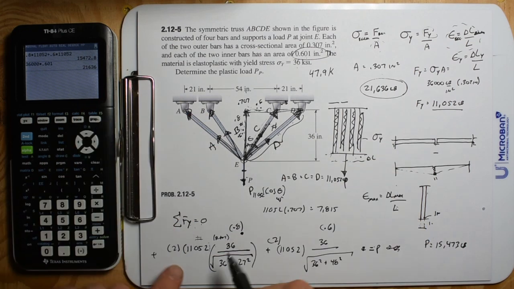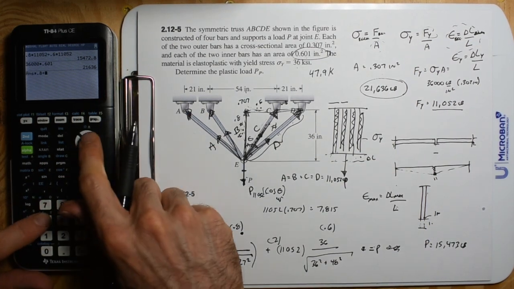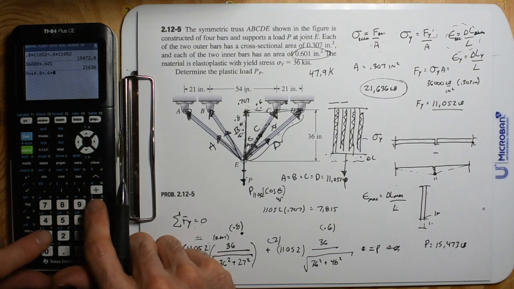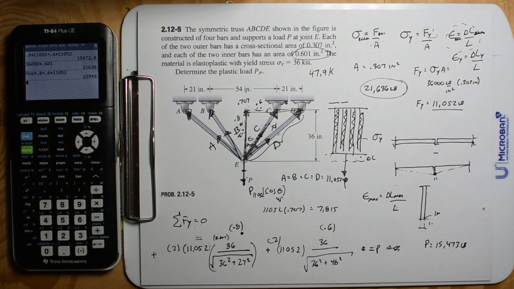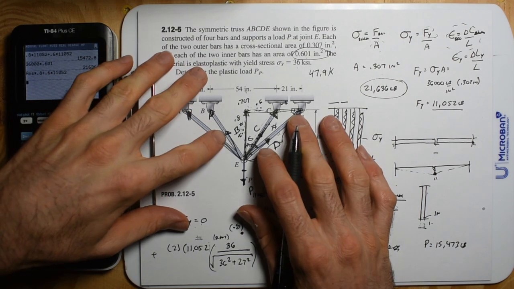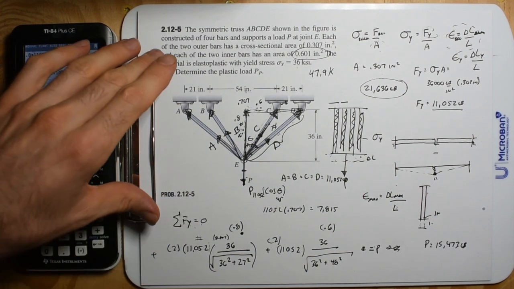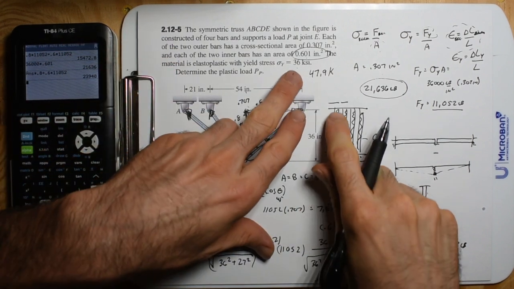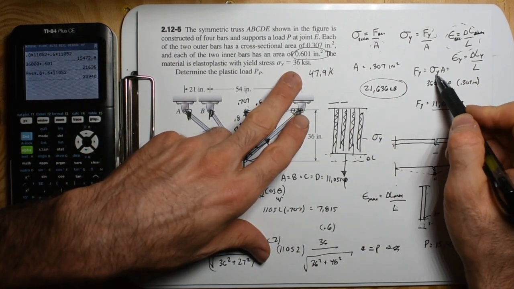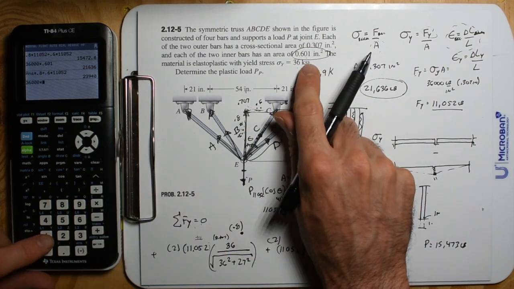That's the inner bars. That's going to be this 0.8. So we're going to have that times 0.8 plus 0.6 times 11,052. And we're still way off. All right, that's what we love about it. I've said I want errors because we want to be able to figure out how to solve them quickly. So our yield force is 36,000 times the area.